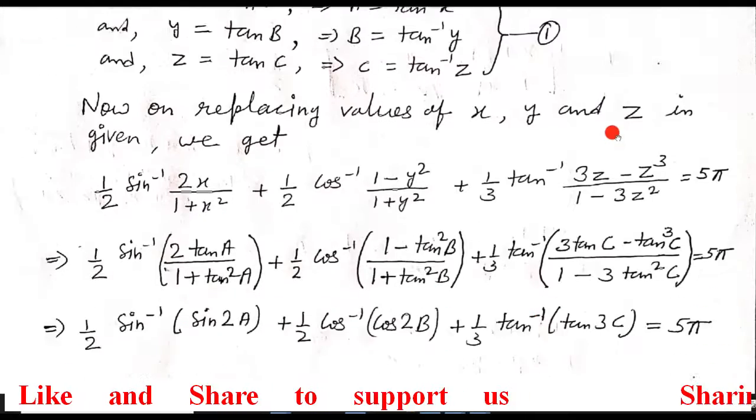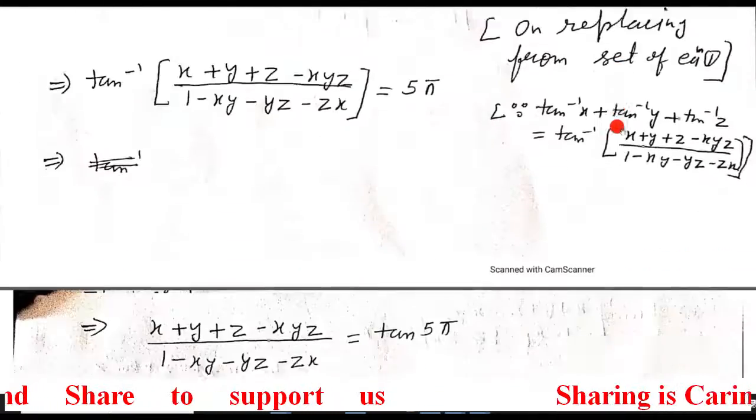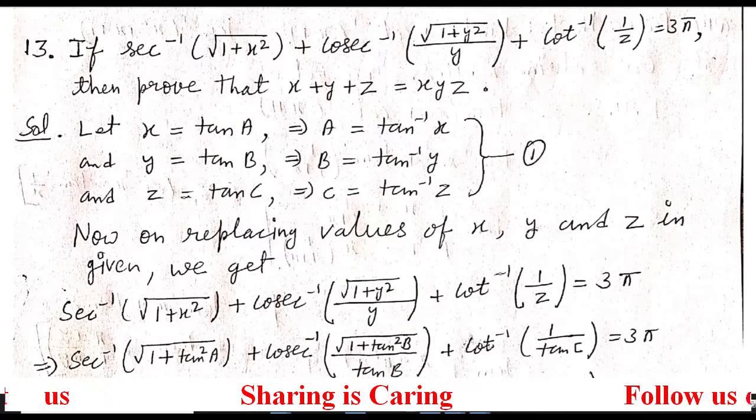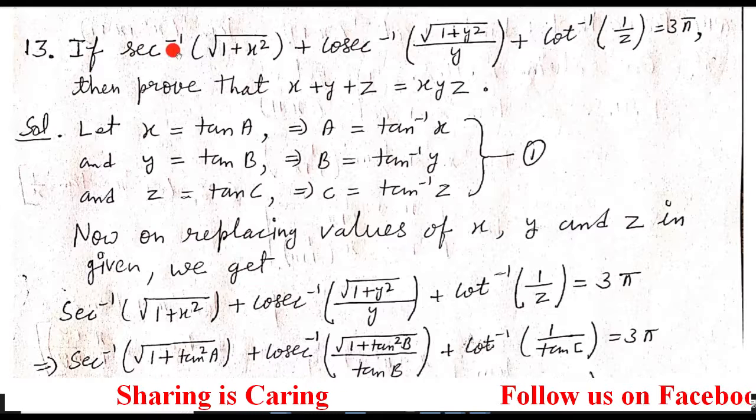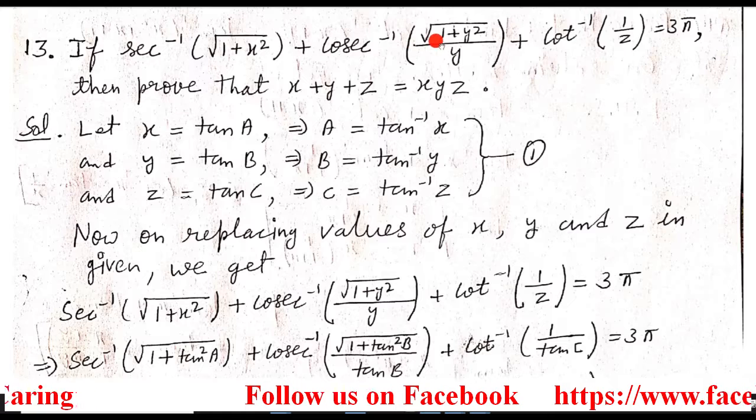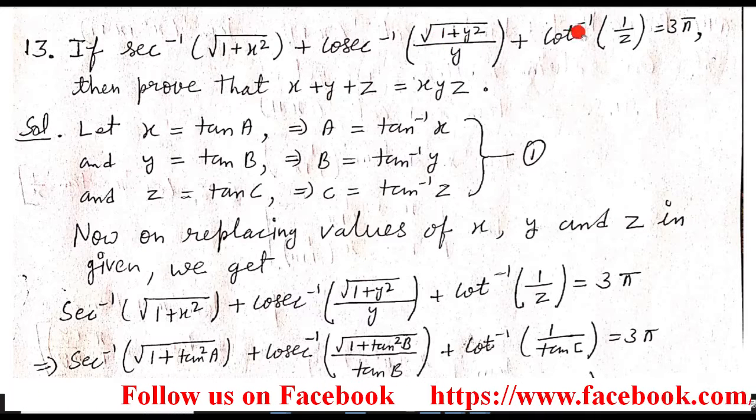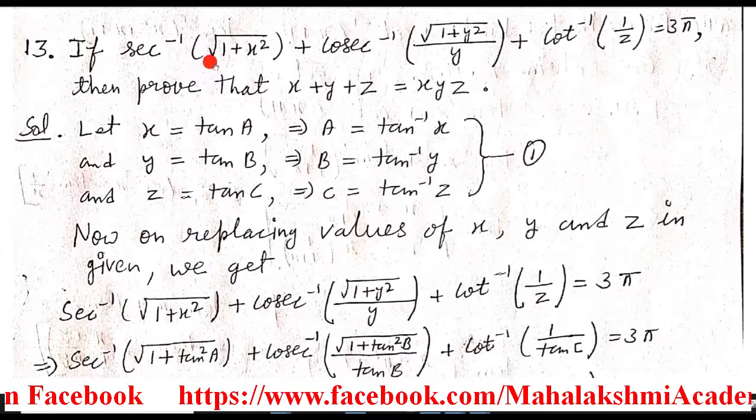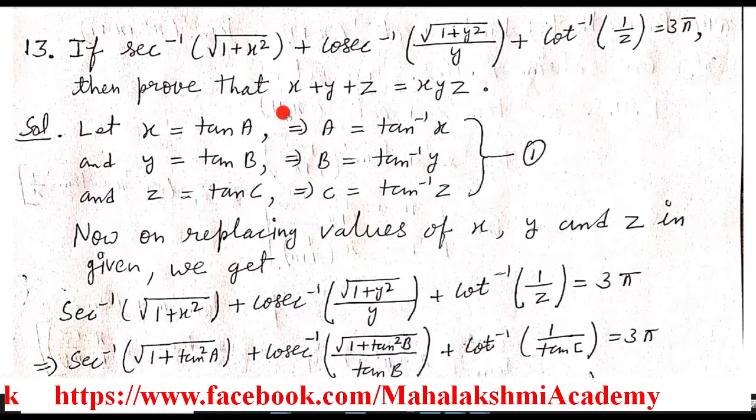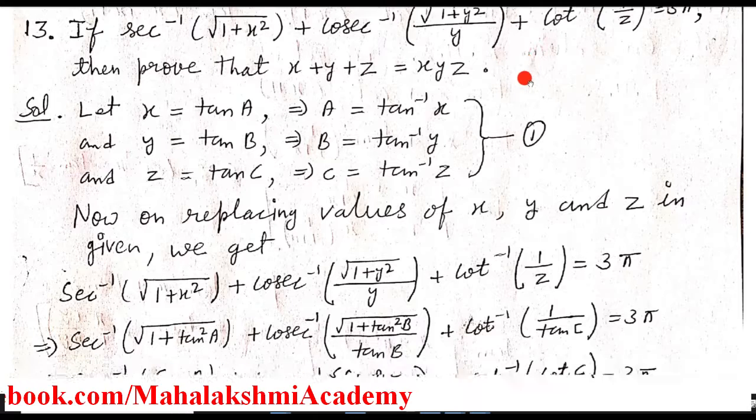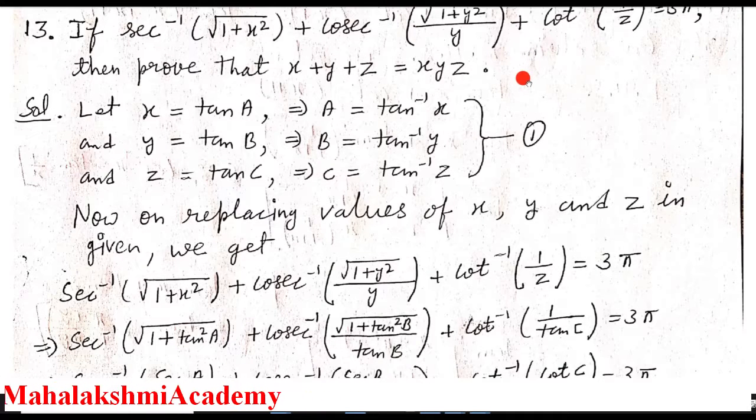Now we'll move to question number 13 of the same exercise, that is exercise 2.1. The 13th question: if sec inverse root 1 plus x square upon x plus cosec inverse root 1 plus y square upon y plus cot inverse 1 upon z is equal to 3 pi is given to us, and we have to prove x plus y plus z is equal to xyz. So this question we will prove as we proved question number 12, with the same substitutions.